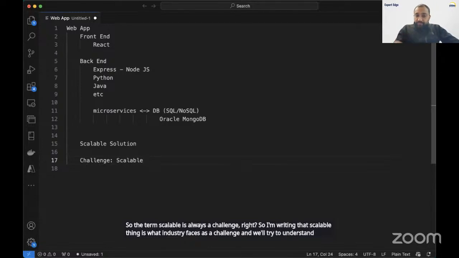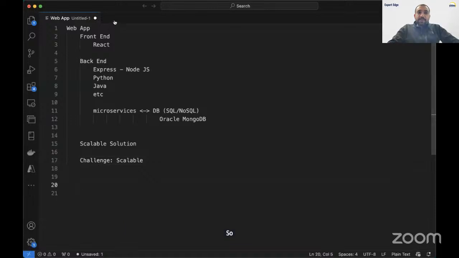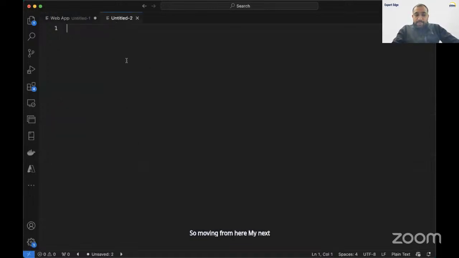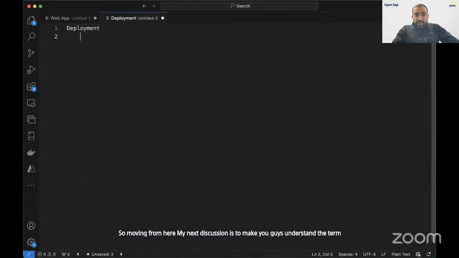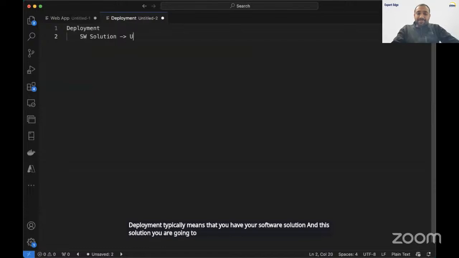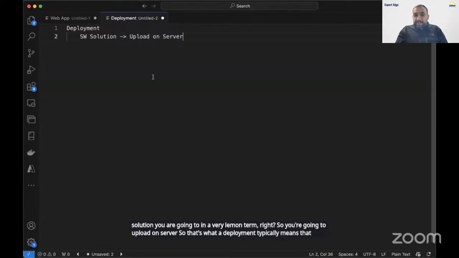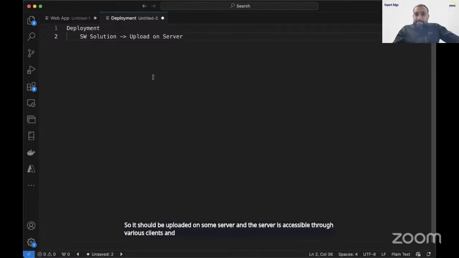and we'll try to understand what can be the solution. So moving from here, my next discussion is to make you understand the term deployment. Deployment typically means that you have your software solution, and in very layman terms, you are going to upload it on a server, right? So that's what deployment typically means, that your solution should go live. It should be uploaded on some server, and this server is accessible through various clients, and your solution is acceptable and accessible on those machines.